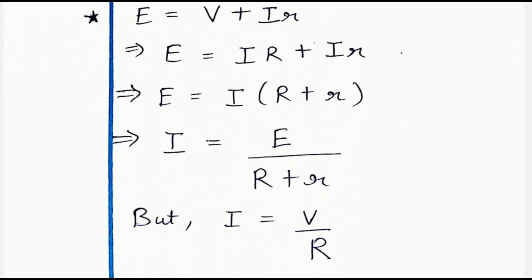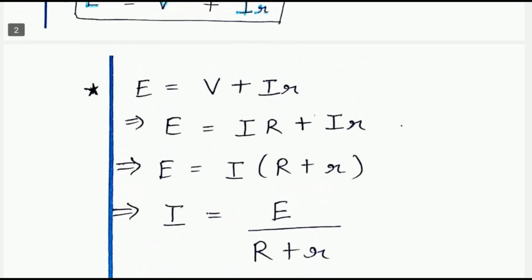So if you know the value of the EMF of a cell, the resistance in the outer circuit, as well as the internal resistance, you can calculate the current flowing in the circuit. Now here we have substituted V with I into capital R. So V = I R, and I will be V / R.